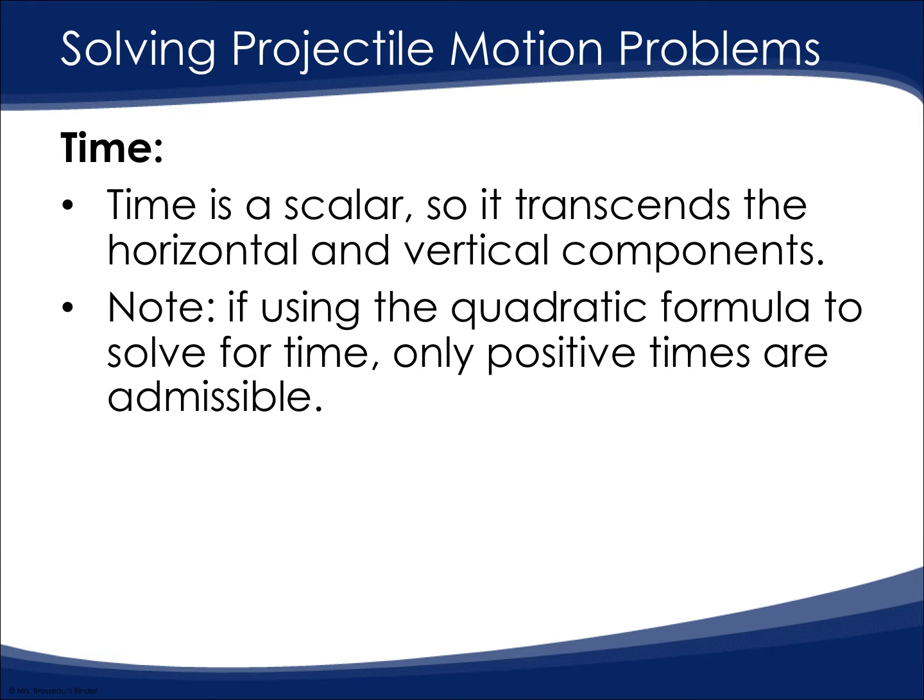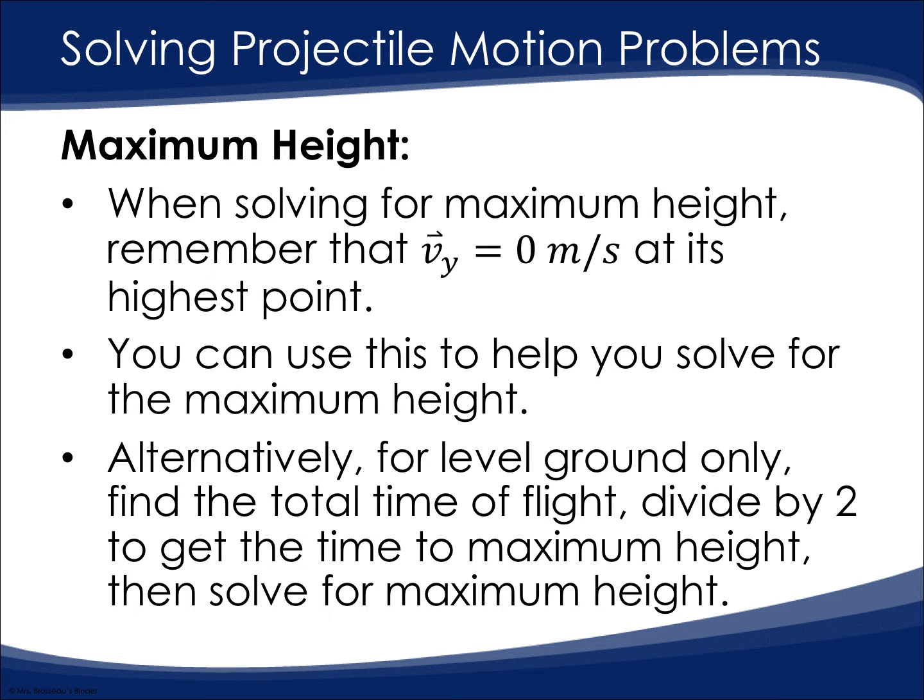We know if we're using the quadratic formula, only positive times work. Remember that velocity is 0 at the max height. And if you're on level ground, you can find the total time of flight and divide it by 2 to get the time to max height, and use that to solve for your maximum height.